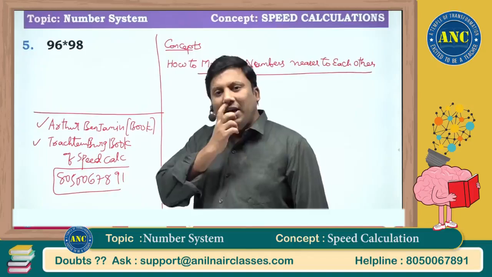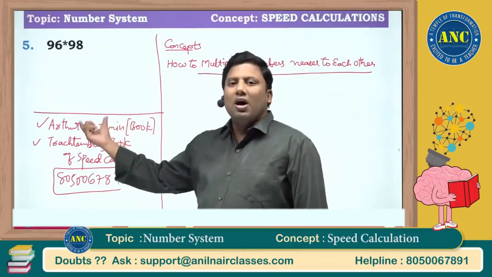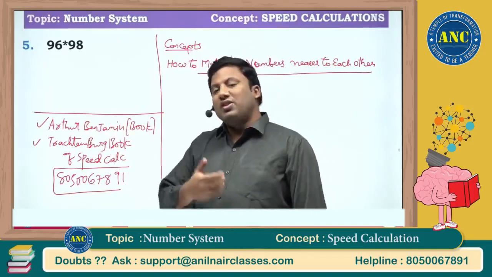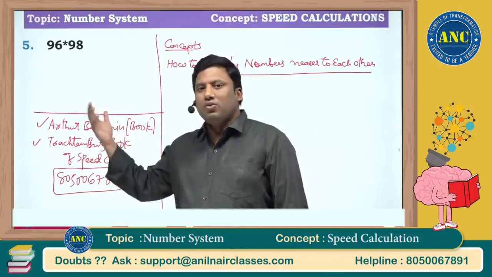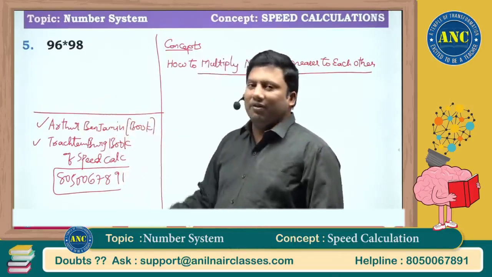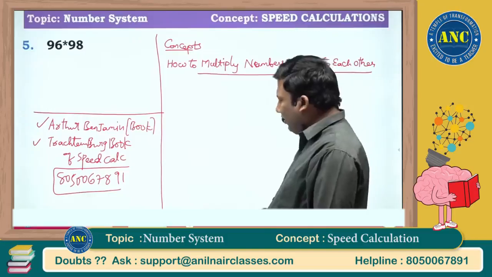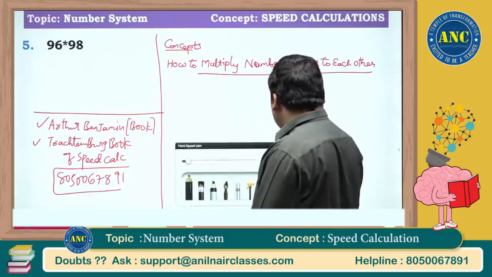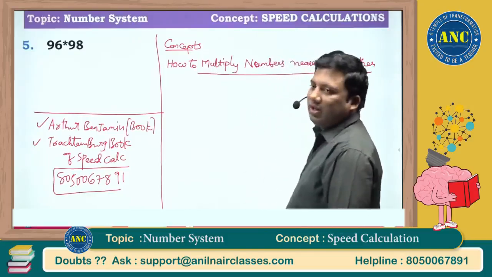You will also find tons of videos on YouTube of how Arthur Benjamin can solve 6-digit and 5-digit number squares and multiplication very, very fast. Now see how to multiply numbers which are nearer to each other.